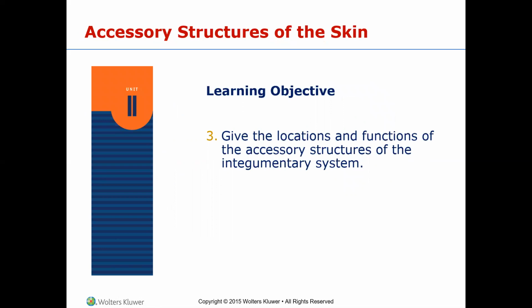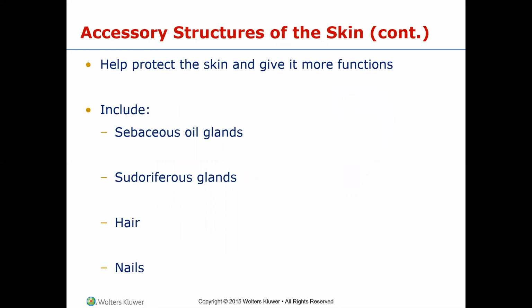Okay, so now when we look at the accessory structures of the skin, we're going to look at the locations of all of those accessory structures as well as some of their functions. They are there to help to protect the skin and to give it some additional function. They include the sebaceous oil glands, the sudoriferous glands, which are sweat glands, and of course we have hair and our nails.